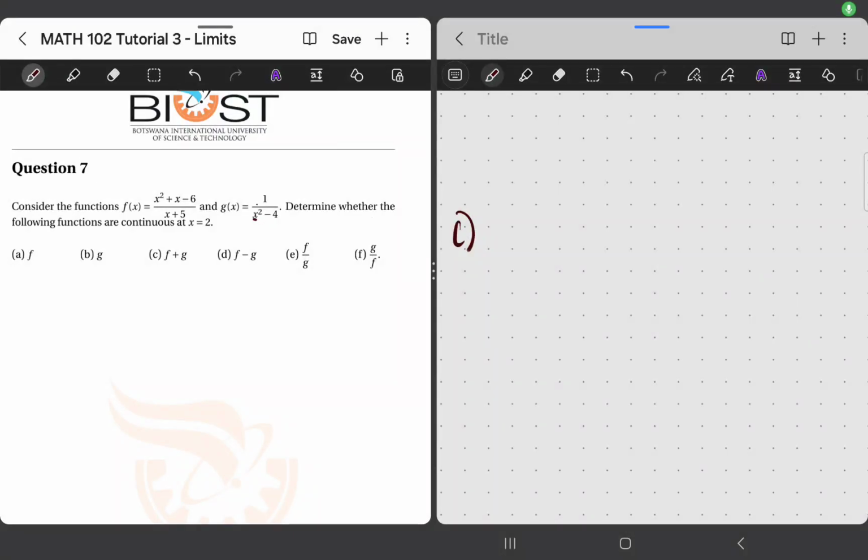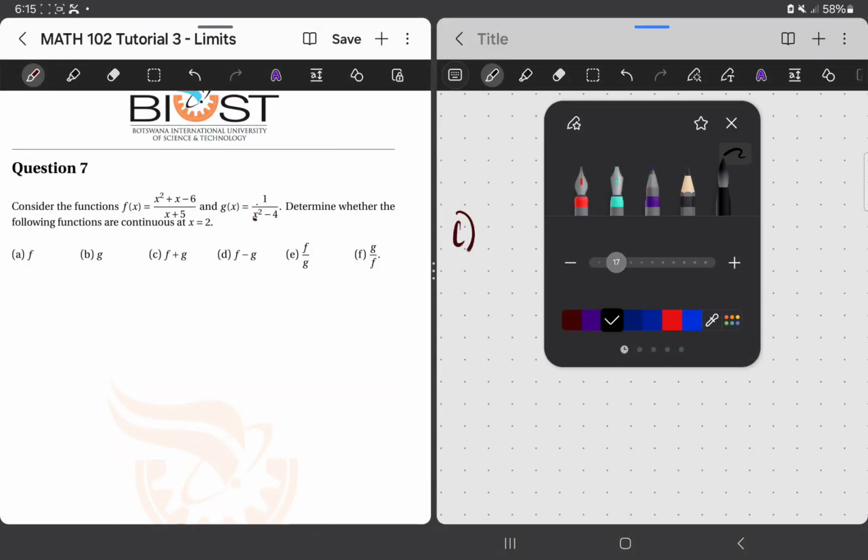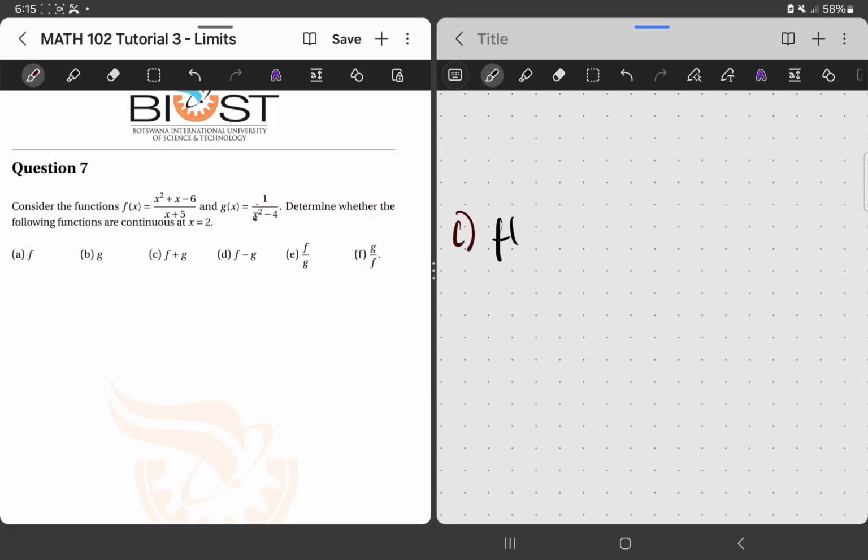To part C, which is f plus g. This is not going to be hard. Everything is just nice and simple. So let's go through it. So we have f of x being equal to (x squared plus x minus 6) all over (x plus 5), and we have g of x being equal to 1 over (x squared minus 4).